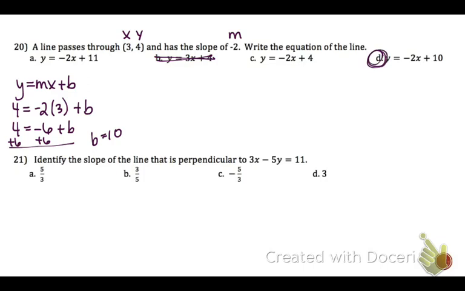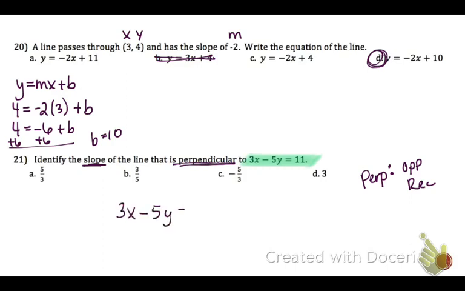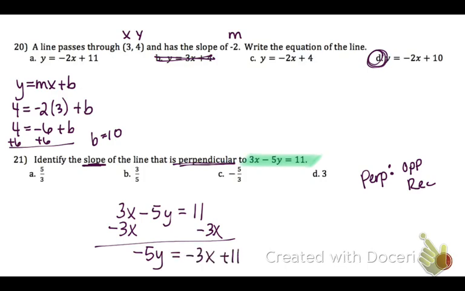Problem 21 says, identify the slope that's perpendicular to this equation. So recall, perpendicular means opposite reciprocal. Opposite means to change the sign, reciprocal means to flip the fraction. So we need to start by figuring out the slope of this line. So we're going to put this in y equals mx plus b form, so we're solving for y. We're going to subtract over the 3x. And then divide everything by negative 5. So we get y equals negative 3 over negative 5 x, and then plus 11 over negative 5. This simplifies to a positive 3 over 5. So my slope of this line is just 3 over 5.